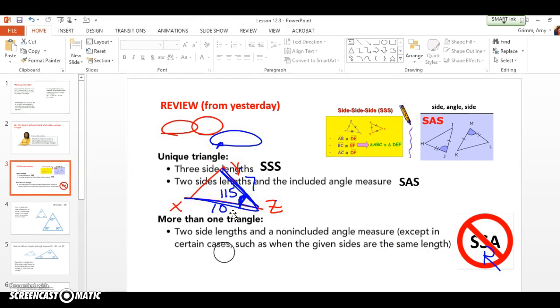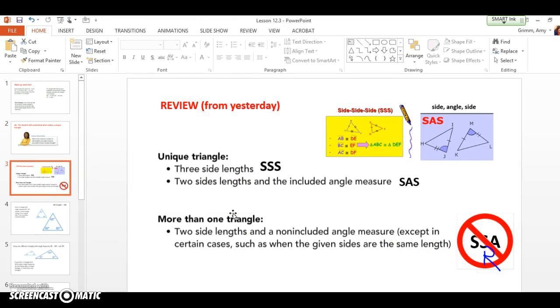Okay, so again, review from yesterday. To create a unique triangle, you have 2 things. All 3 side lengths are the same. So if I say make it a 3, 4, 5, everybody would have the same one. Or I can use what we like to call SAS, even though that's not really SAS. It's just fun to say.